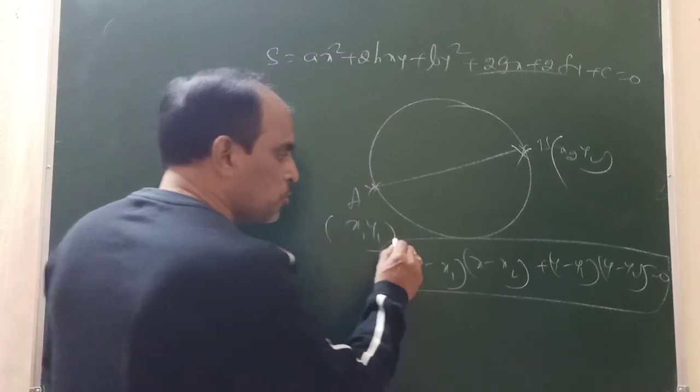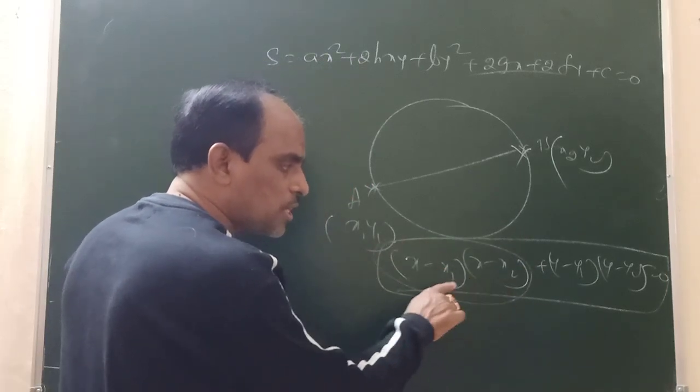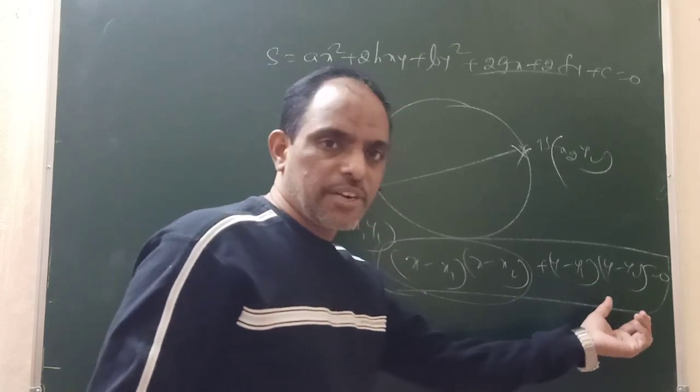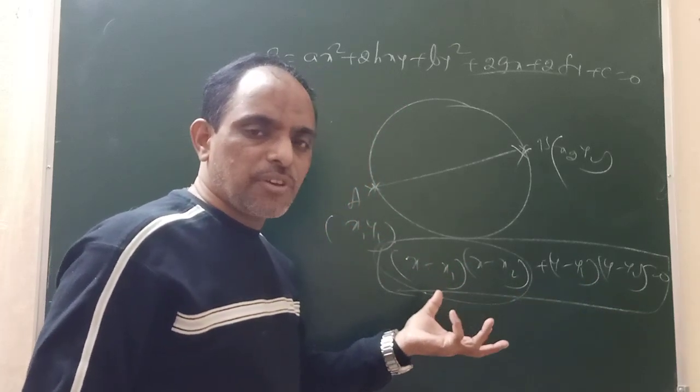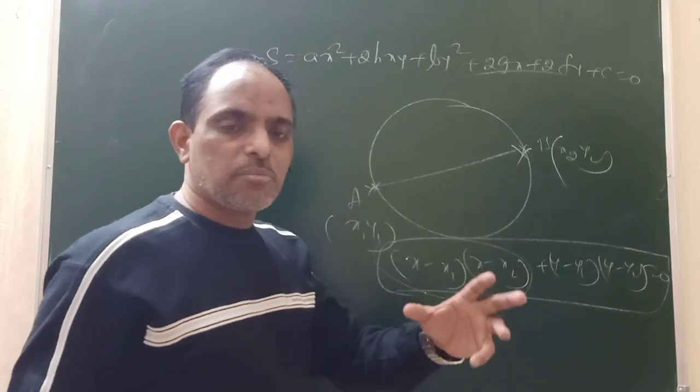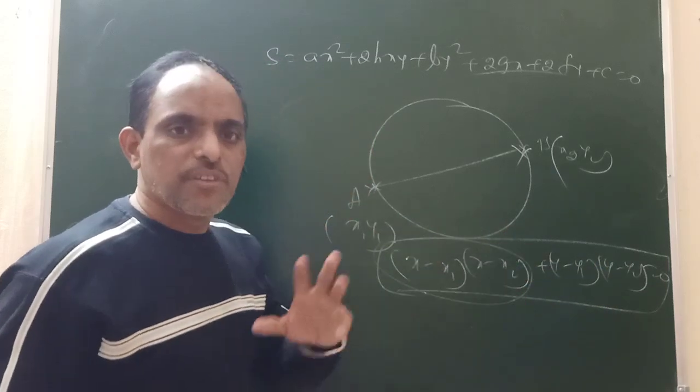By observing these two, this is a quadratic equation where the roots are x1 and x2. This is one more quadratic equation where the roots are y1 and y2. So the sum of the quadratic equation in terms of x and the one in terms of y is always equal to an equation of a circle.